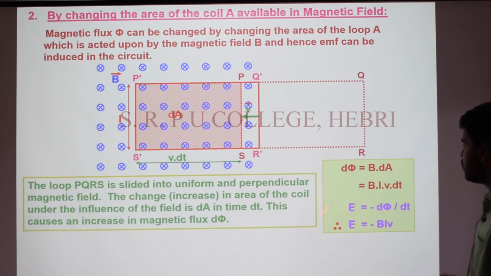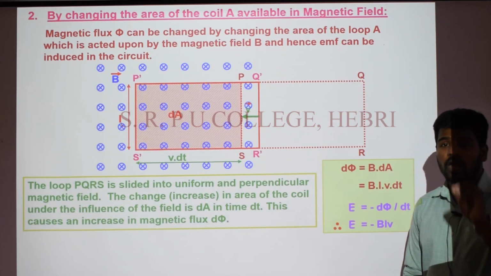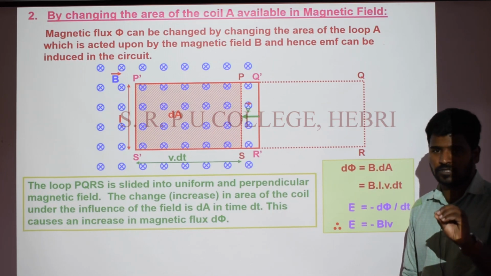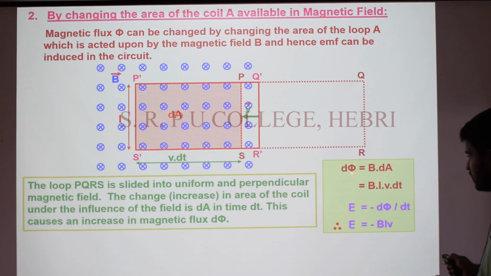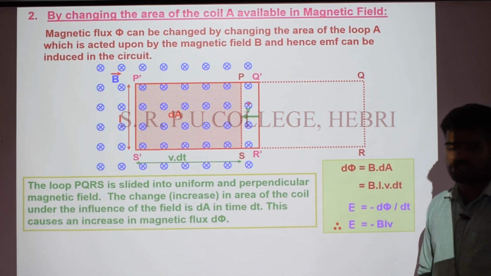Therefore, dΦ is equal to B times dA, according to the definition of magnetic flux, the number of magnetic lines of force passing normally through the surface. Therefore, that term is expressed by magnetic flux. So the change in magnetic flux dΦ is equal to B, the magnetic field, times dA, the change in area of cross section of the loop.